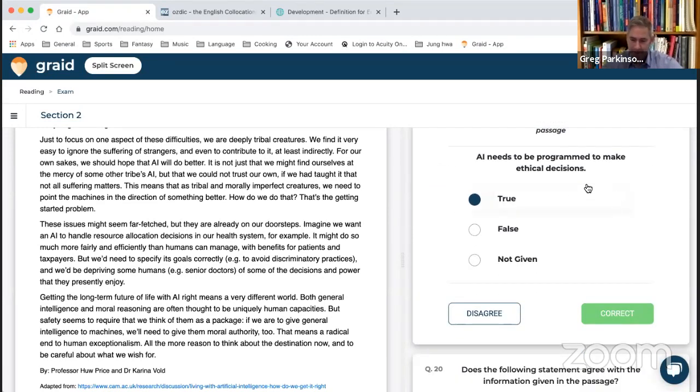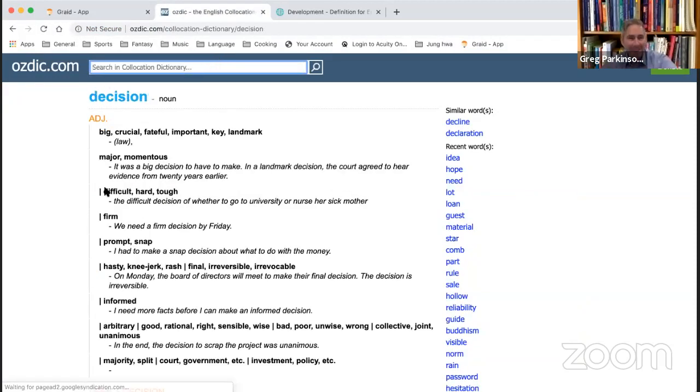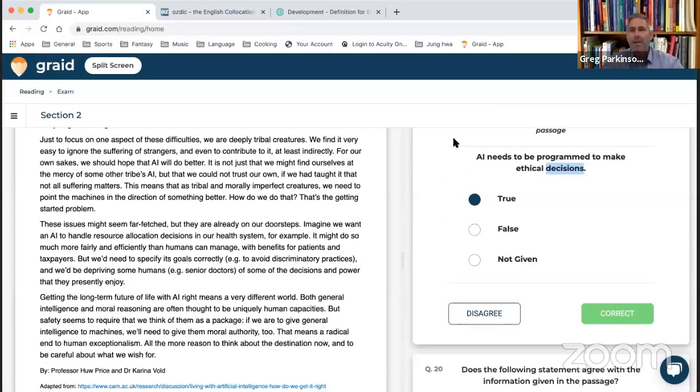Okay, here is another example of a strong collocation, ethical decisions. But I just wanted to point out, because some of you might go away and use this collocation dictionary, and you might type in decision and see that it doesn't have ethical as a collocation for decision. That doesn't mean that it's not a collocation, right?